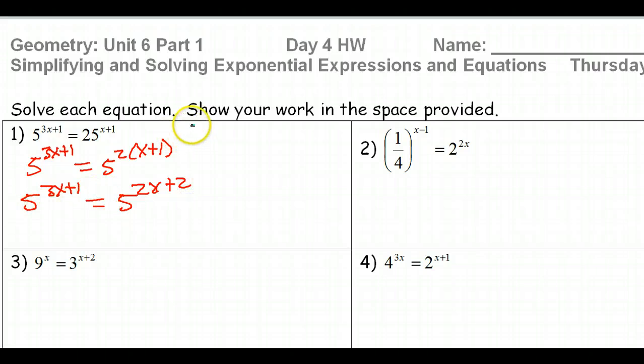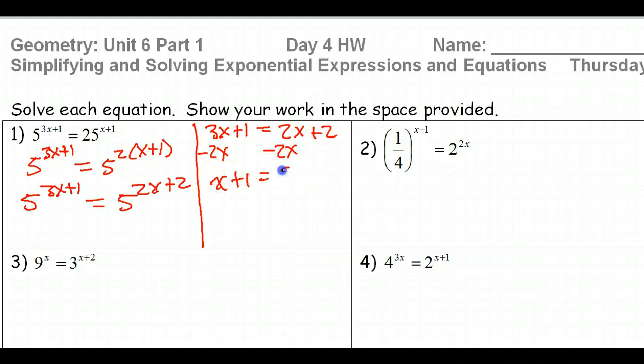Now that the bases are the same, I can set the exponents equal to each other. So this will be 3x plus 1 equals 2x plus 2. Subtract 2x from both sides, and that's going to give me x plus 1 equals 2. Subtract 1 from both sides, that gives me x equals 1.